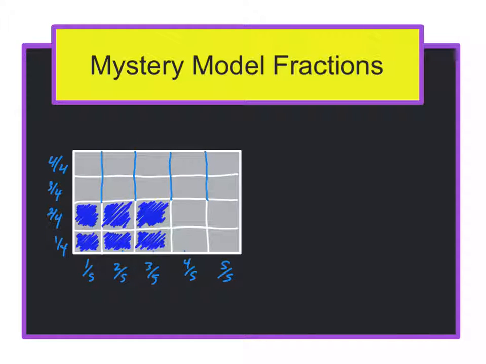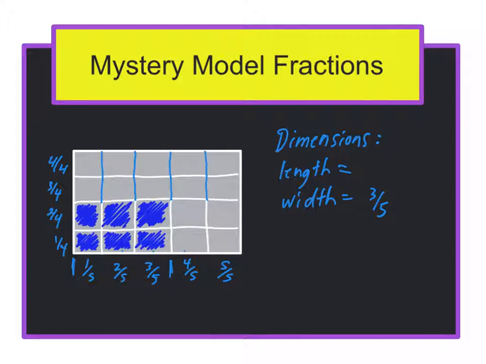Now it's a matter of finding its dimensions. So when I say dimensions, that means its length and its width. So width usually means wide, like left to right, and length is usually the more confusing one to remember, but if width is left to right, then we know length is up and down. So its width, left to right, starts here and goes over to 3 fifths. Its height is 2/4.